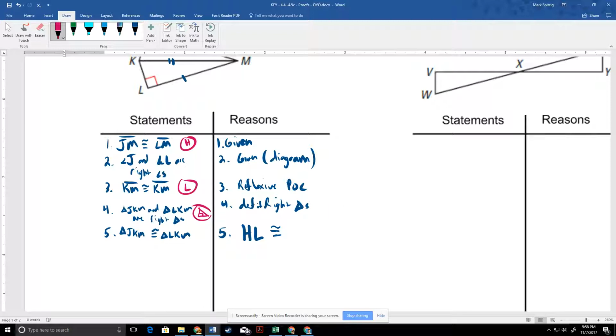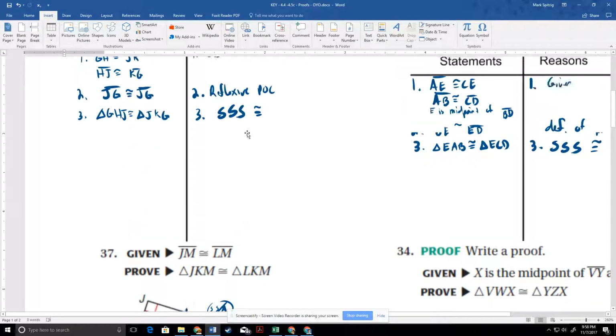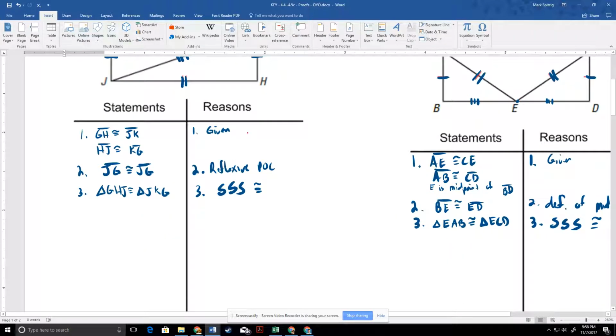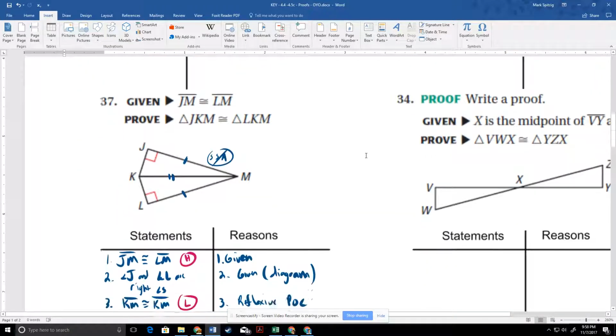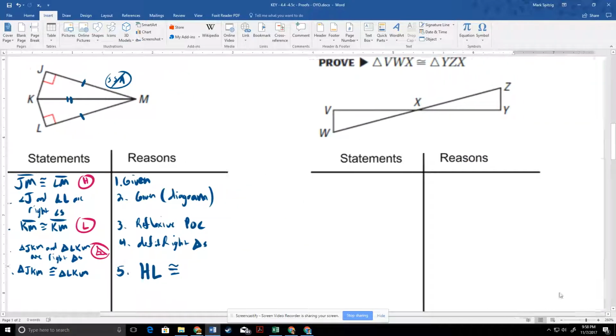And if I could go back and do the other ones and say, look, what do we have? Here's a side, here's a side, and here's a side. Here's a side, here's a side, and here's a side, right? So you can mark the reasons, and sometimes it actually might help. We'll go ahead and go over here.